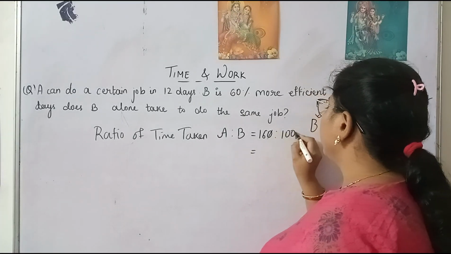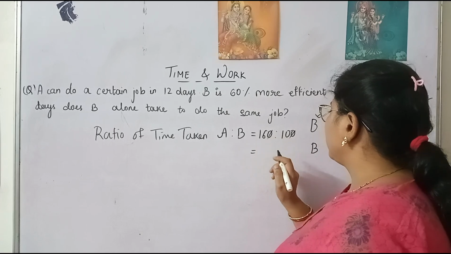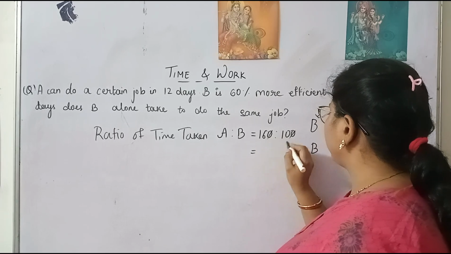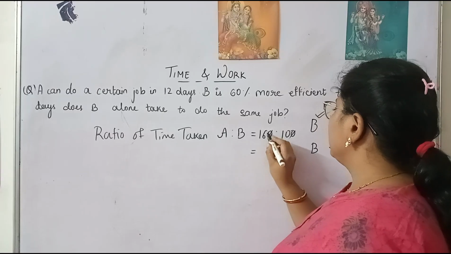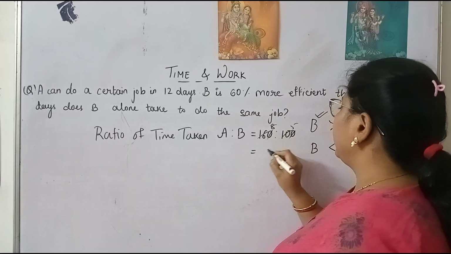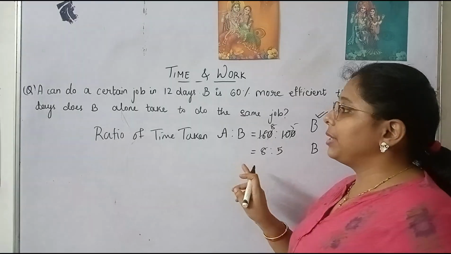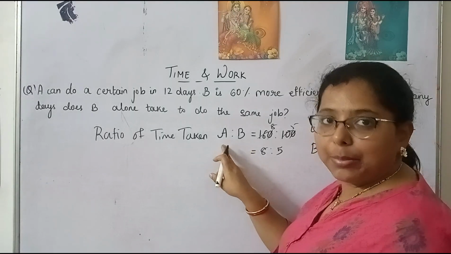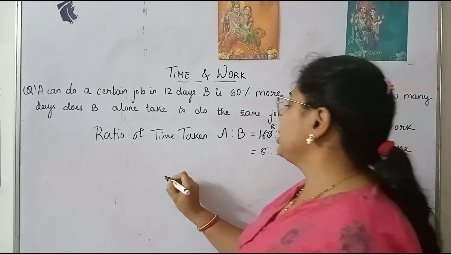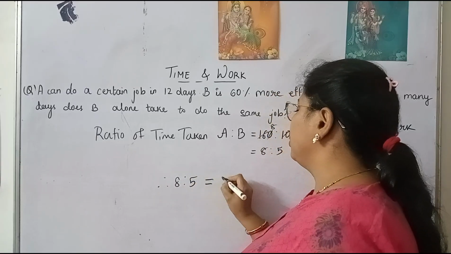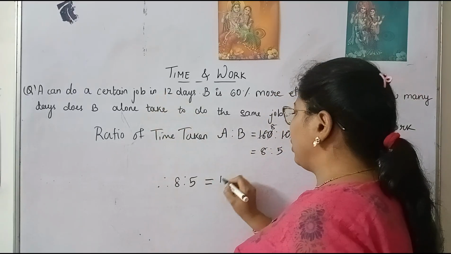Now if we cancel and bring it to the short term, what will be the answer here? 8 is to 5. So 8 is to 5 is the ratio of the time taken by A and B. Now we know the time taken by A. So we'll put it in this ratio: 8 is to 5 is equal to how many days A will take? 12 days.